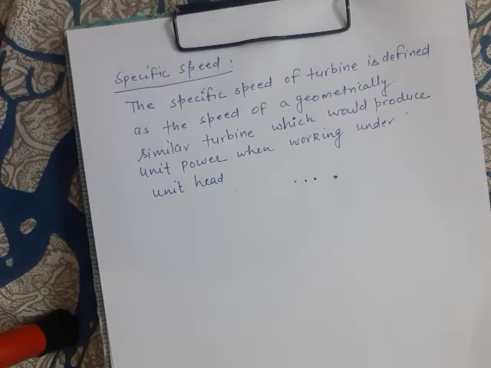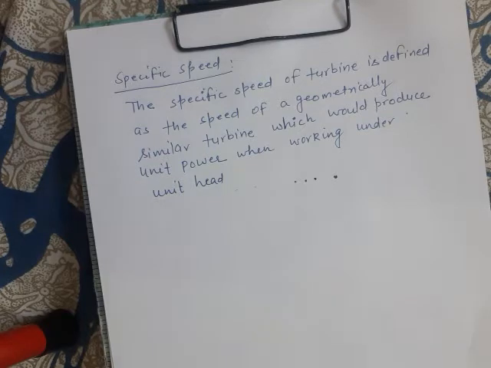In the earlier classes, we have learnt about the hydraulic turbines. We have learnt the impulse turbine, that is the Pelton wheel turbine. We have learnt radial flow reaction turbines, for example, the Francis turbine, and also the axial flow reaction turbines, that is the Kaplan turbine. Now we will study an important parameter as far as the turbines are concerned, that is the specific speed of a turbine.